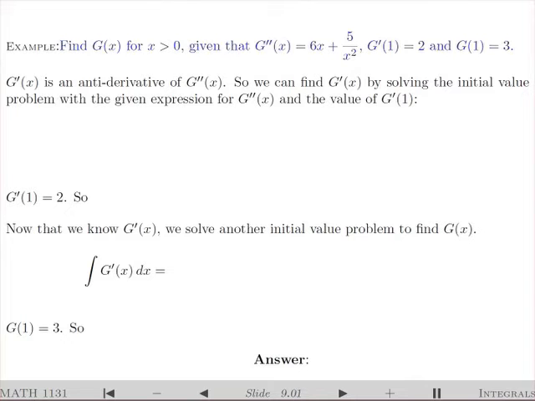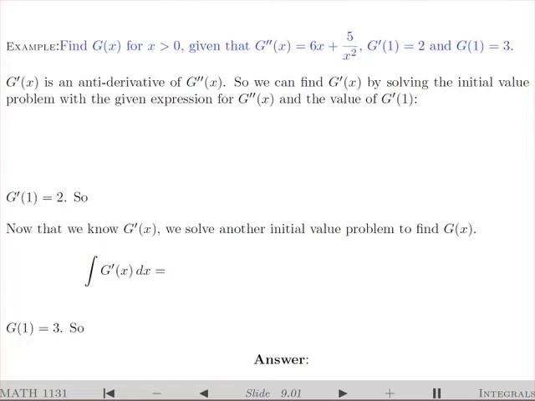For an example, we will do a problem where we are given the second derivative. So the problem is g double prime equals 6x plus 5 over x squared, g prime of 1 equals 2, and g of 1 equals 3. To determine the function uniquely, we need the value of both the first derivative and the original function at some number. We'll do one antiderivative that will give us g prime, since g double prime is the derivative of g prime, so g prime is an antiderivative of g double prime.